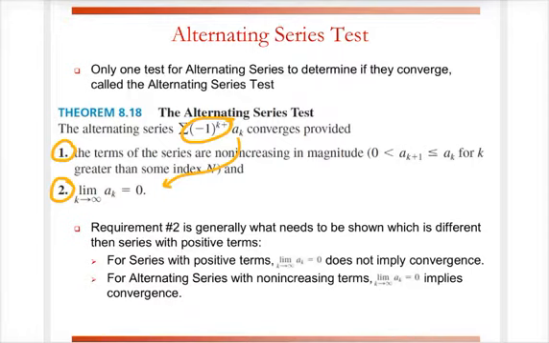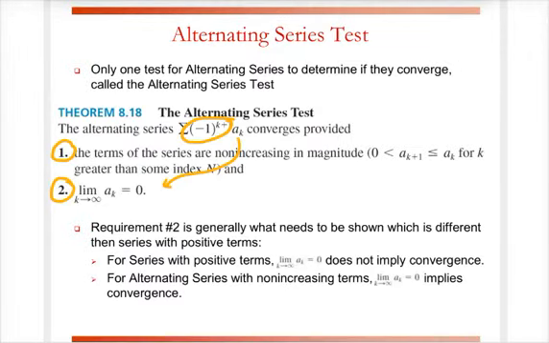For a series with positive terms, when we were looking at divergence, the limit equaling 0 did not imply convergence. But for alternating series with non-increasing terms, when the limit of the AK term equals 0, then you have convergence.